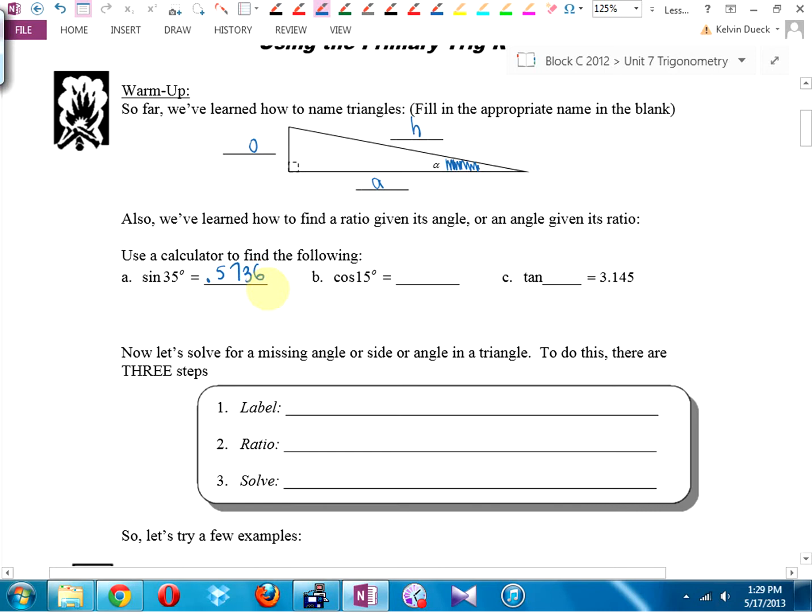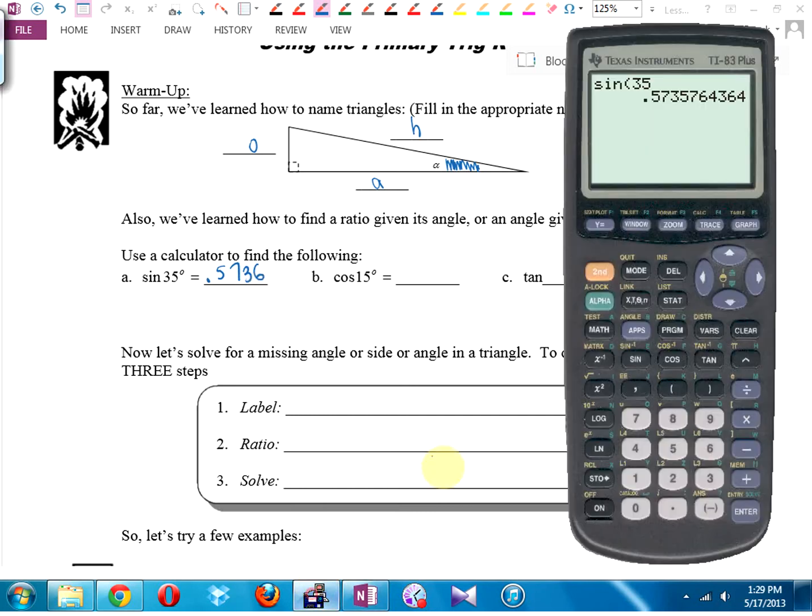I encourage you during this lesson, follow along on your calculator, because one of the skills you need to just pick up is physically getting faster on your calculator because you know where buttons are. Find the cosine of 15. I got 0.9659. Yeah?